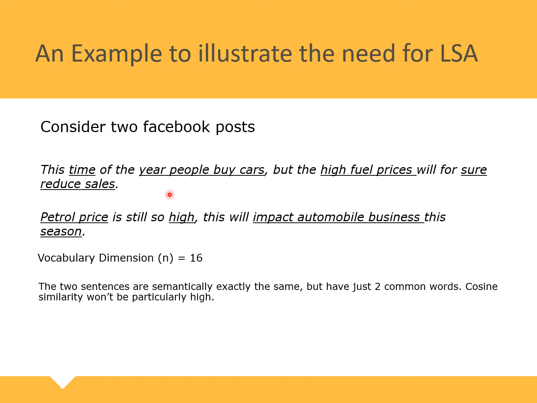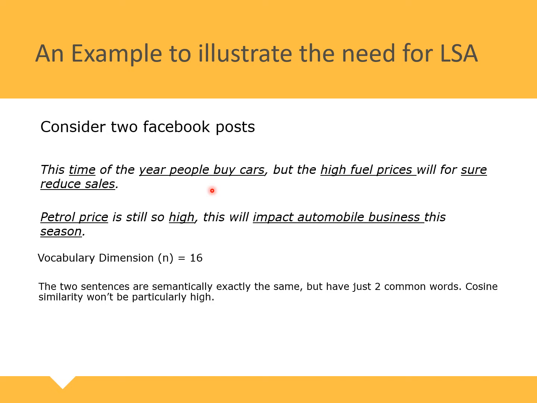But in the vector space model, the similarity or cosine similarity between two sentences will be high, provided there is a significant amount of overlap of terms in the two sentences.